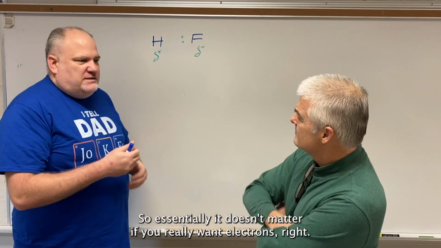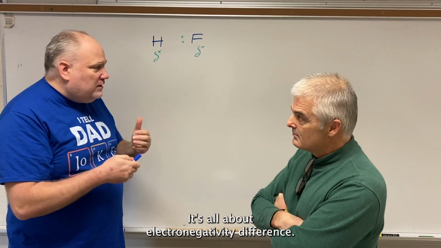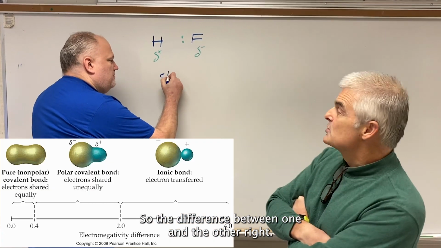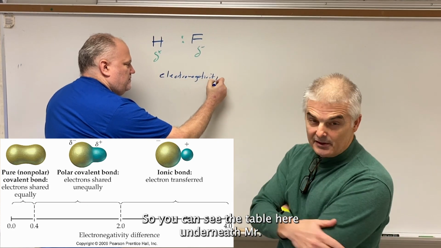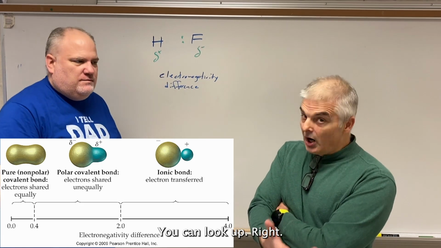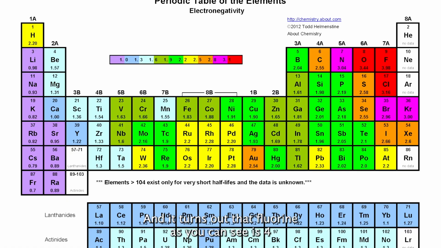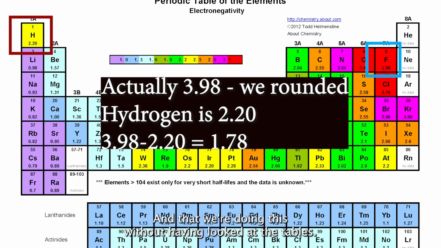Essentially, it doesn't matter if you really want electrons. You have a high electronegativity, and I also have a high electronegativity. It's all about the electronegativity difference, the difference between one and the other. There's a table of electronegativity values you can look up. Fluorine is 4, so write 4 above the fluorine. And hydrogen is 2.1. The difference between those two numbers is 4 minus 2.1, which is 1.9.